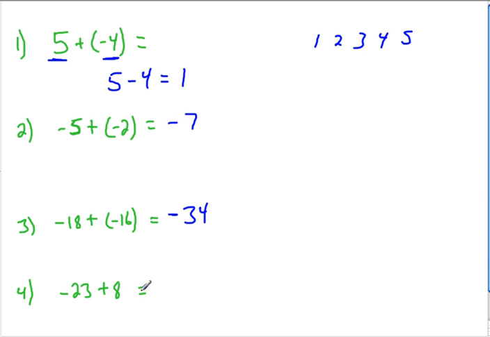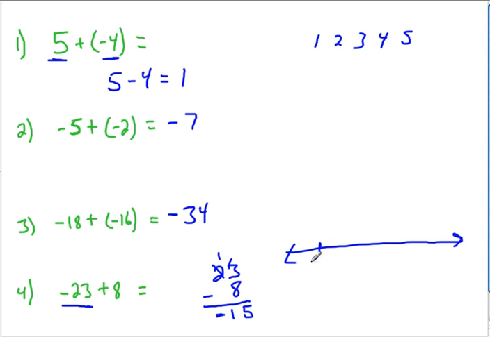And negative 23 plus 8. Since they have different signs, we're going to subtract them. 23 minus 8 is 15, I believe. But then the biggest number was negative, so the 23 was the negative one, so we're at negative 15. Because on a number line, if we're starting way over at negative 23, adding 8 isn't going to get us to 0. 1, 2, 3, 4, 5, 6, 7, 8, right? It'll just get us to negative 15.